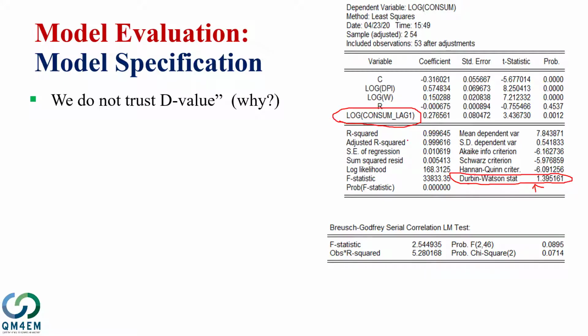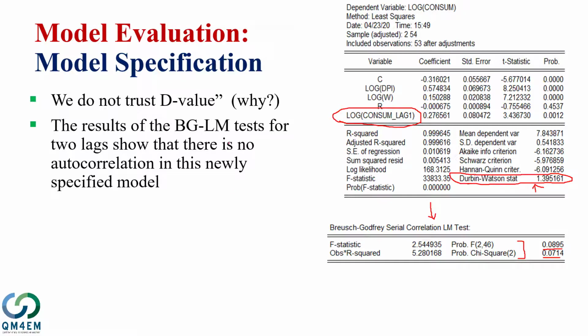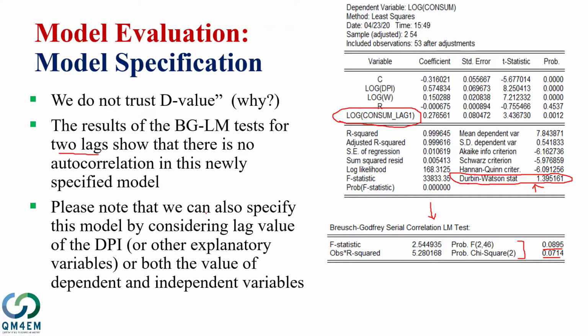So for that reason, we applied the BG-LM test, and you can see here that both are not rejecting H0. So there is no autocorrelation in this model. The result of BG-LM shows that whether you add one lag or two lags, both show that there is no autocorrelation here. So we can also specify the given model by considering the lag value of DPI or other explanatory variables, or both values of the dependent and independent variables.